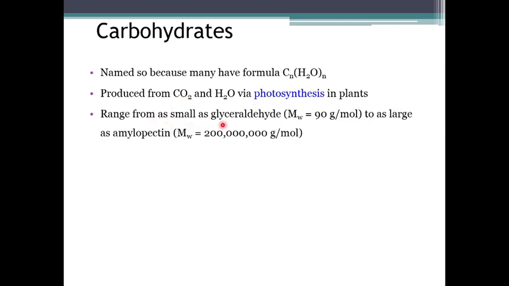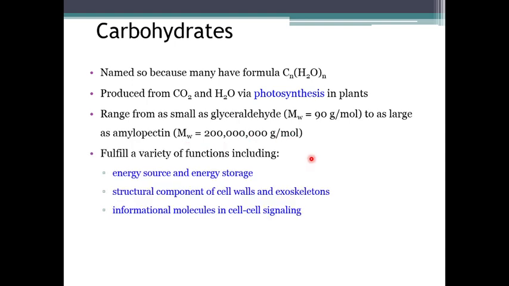Carbohydrates range from as small as glyceraldehyde, which has a molecular weight of 90 grams per mole, to as large as amylopectin, which is a polymer, which has a molecular weight of 200 million grams per mole. They fulfill a variety of functions, which includes these, but are not limited to. For example, energy source and energy storage. Polysaccharides like amylopectin are especially used for energy storage.